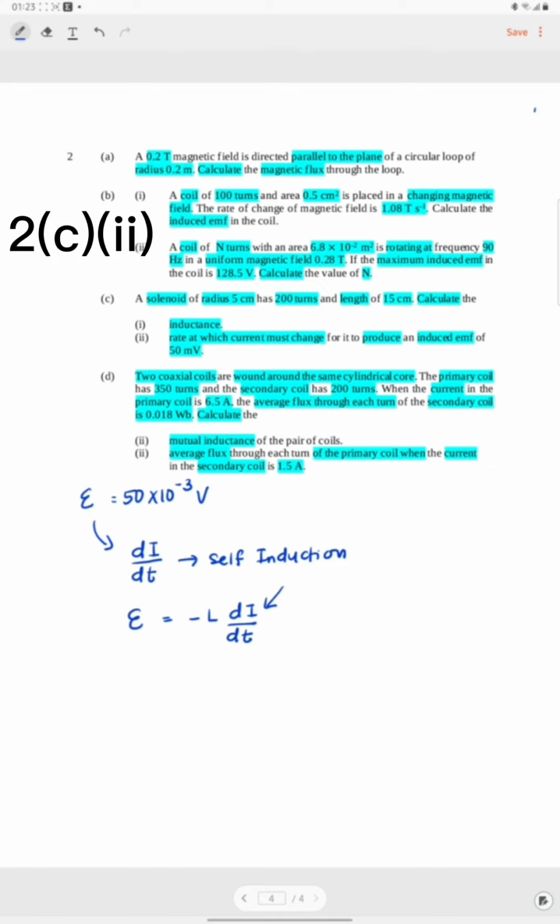I have the EMF given in this question, and also we have calculated the inductance. So 50 times 10 to the power of negative 3, we are referring to the magnitude, therefore the sign here will be made positive. The inductance from the previous question is 2.63 times 10 to the power of negative 3, and we have di over dt. So you make di over dt the subject. You press your calculator, you should get 19.01 ampere per second.